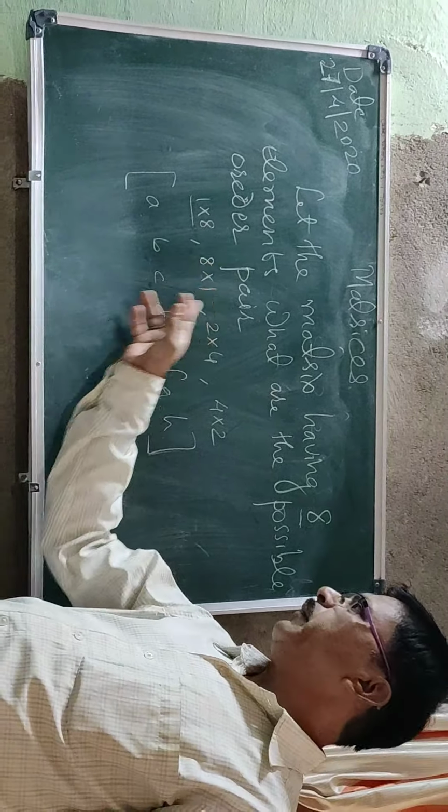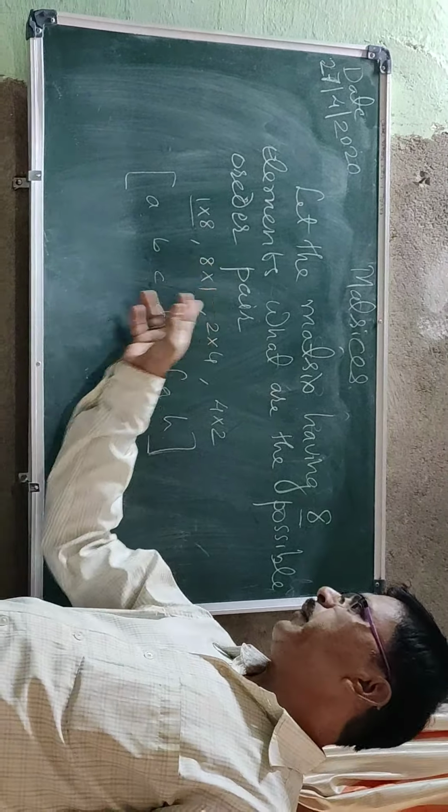If the matrix has 13 elements, how can we represent this? What are the possible orders? Here 13 has only two factors, 1 into 13 and 13 into 1. So the only possible orders of the matrix are 1 by 13 or 13 by 1. So these are the possible order pairs.